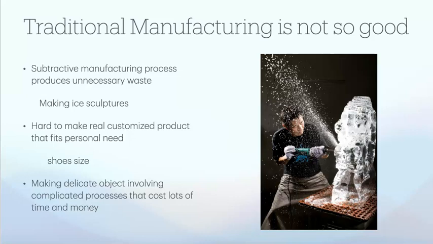And traditional manufacturing is not so good because subtractive manufacturing, which is a kind of traditional manufacturing process, produces a lot of unnecessary waste. For example, like making the ice sculptures, usually you need to reduce and waste a lot of unnecessary ice before you can make the product.